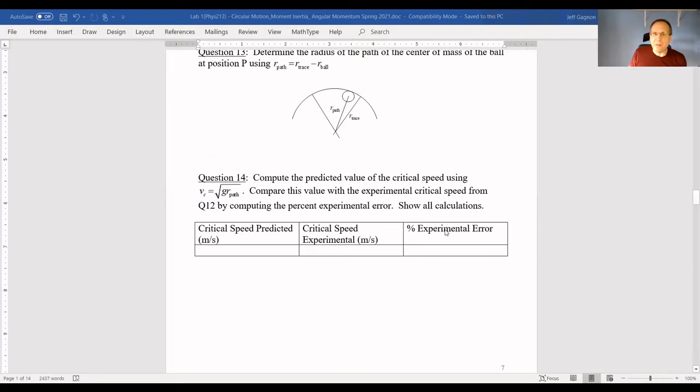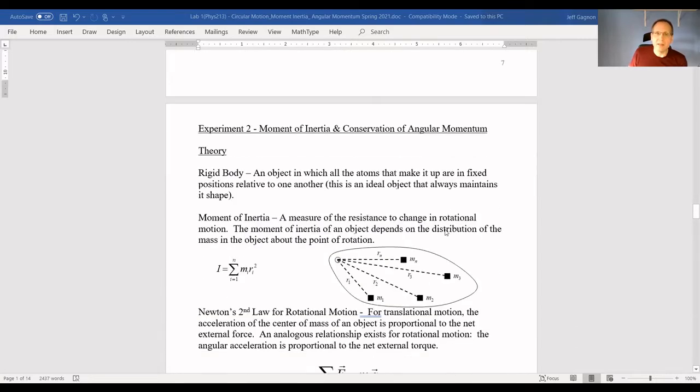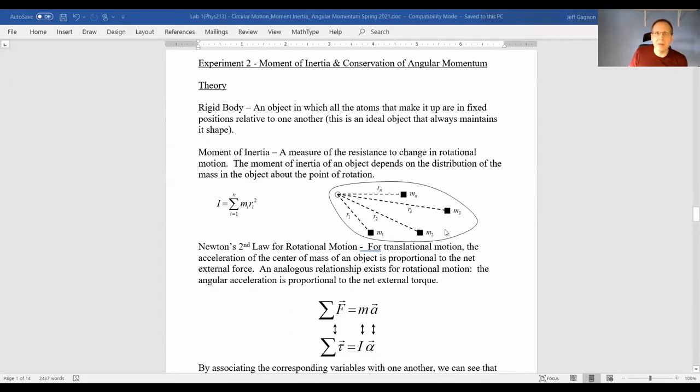Okay, so that's it for the circular motion part. The second experiment is going to deal with, again, a little bit of moment of inertia and conservation of angular momentum.